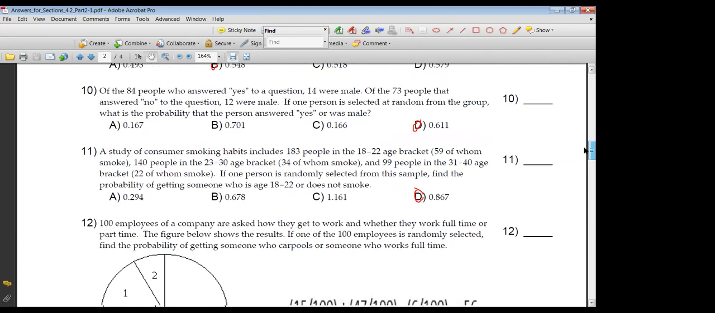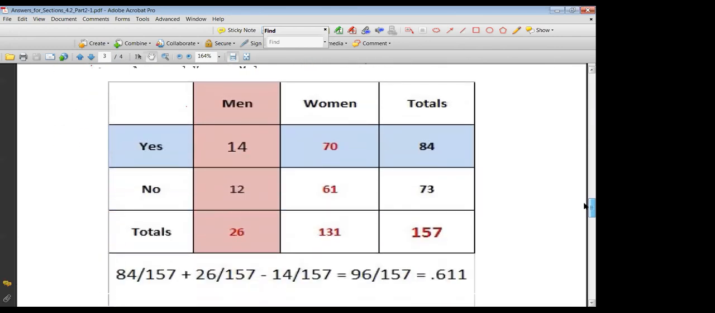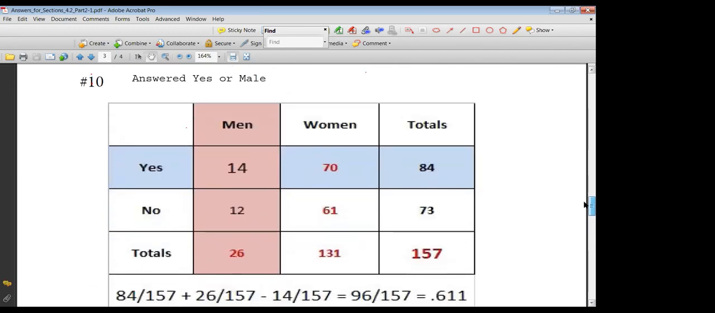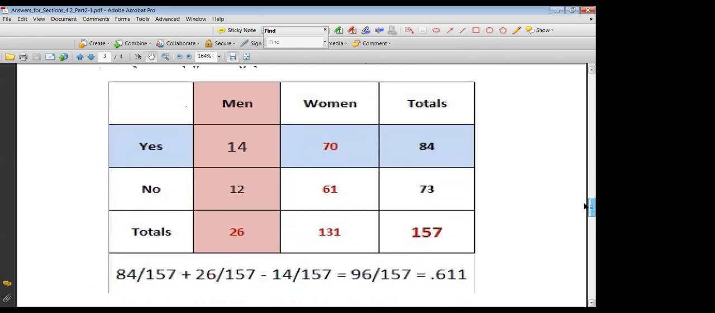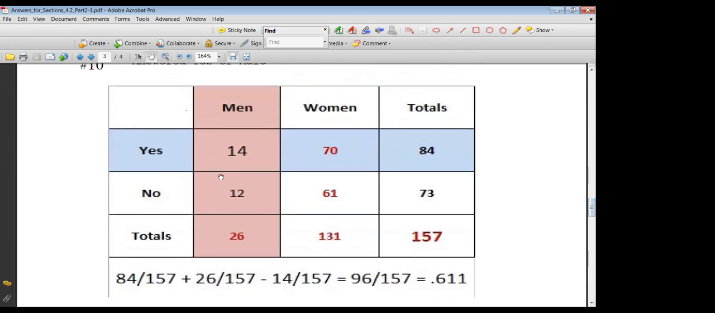Numbers 10 and 11 were interesting in that they didn't give you a table. So I actually created my own table here. You will not see one like this on a test. Heaven forbid I have you make a table. You want to find the probability that a person answered yes or was a male. How many people answered yes? Here's the yes people right here, a total of 84 out of 157. And added with males. How many males were there? There were 26 total out of 157. But here's the deal.